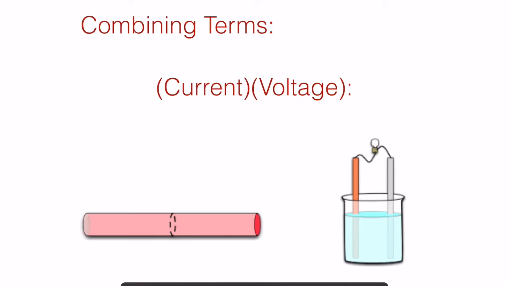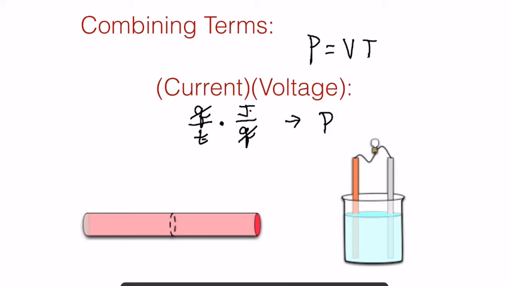Interestingly, if we multiply the current, which is charge per second, by the voltage, which is energy per charge, the charges cancel and we get joules per second, which is power. So power equals voltage times current.